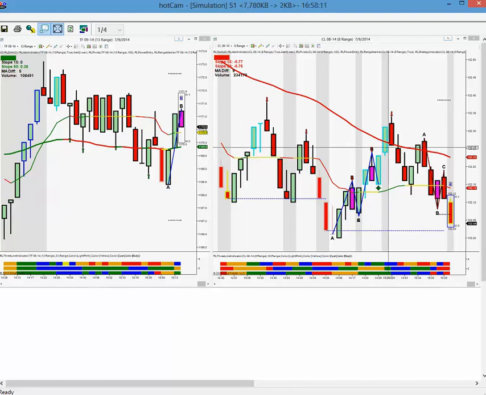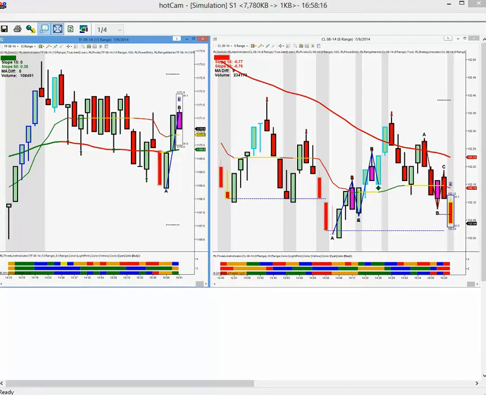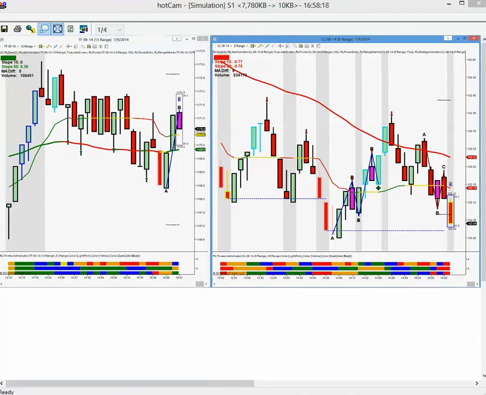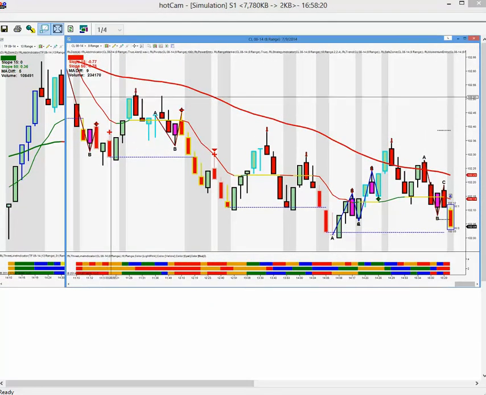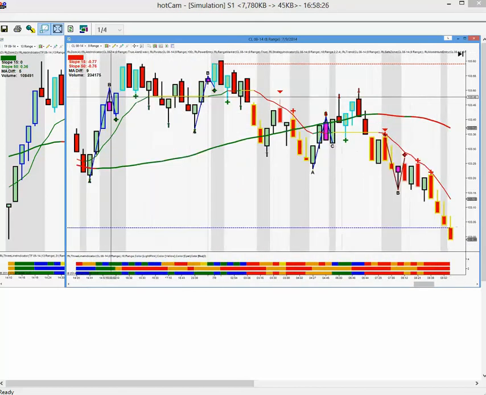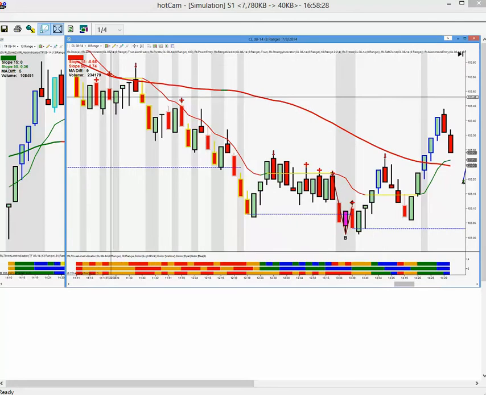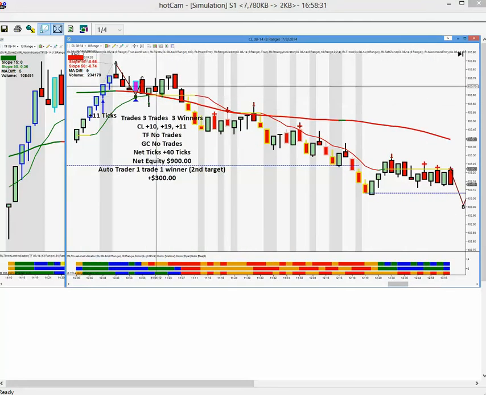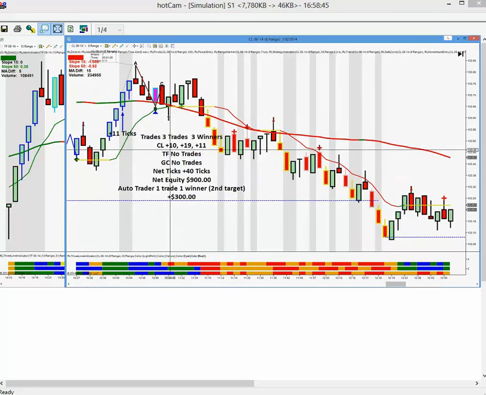Okay. Let's take a look first at crude oil. This is the platform that we trade every day in the live trading room. Let me go back to yesterday. Now, today's trades got erased, unfortunately. Yesterday, we had 3 trades and we had 3 winners. They all came on crude oil. We were plus 10, plus 19, plus 11, with net ticks of 40, and we had net equity of $900, $300 per trade.